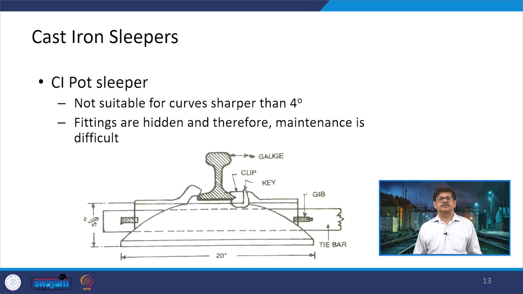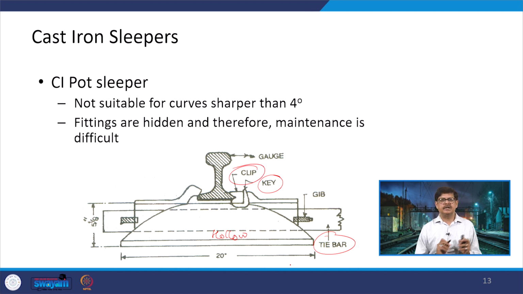Then another category of sleepers which have been used were cast iron sleepers. Now, one of the things which we are looking at here is a cast iron pot sleeper. You can see the shape. It is just an inverted pot which is being used, it is hollow inside, and then it is provided with a tie bar. So, this is a tie bar. This is going like this, so otherwise it is hollow, and then at the top again the space has been created where the rail can be seated, and then it has to be held in location by use of keys and clips.